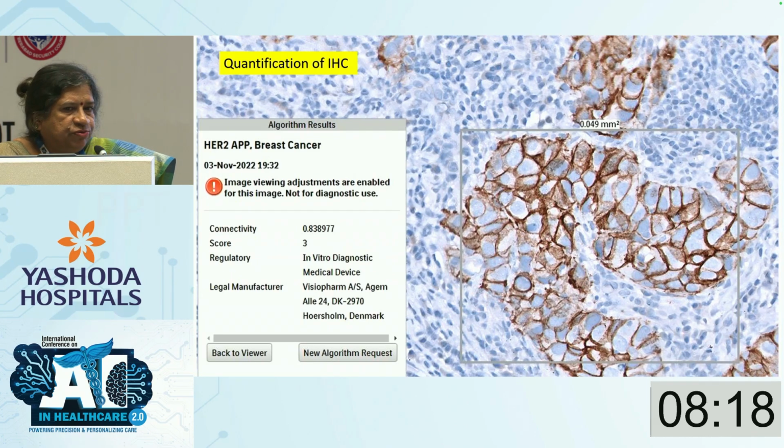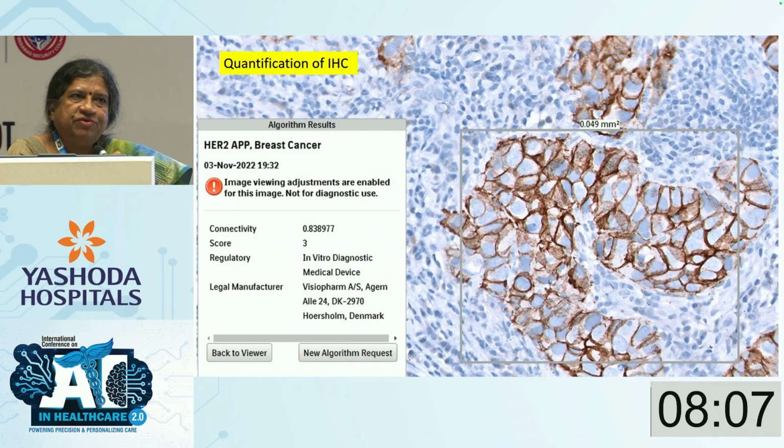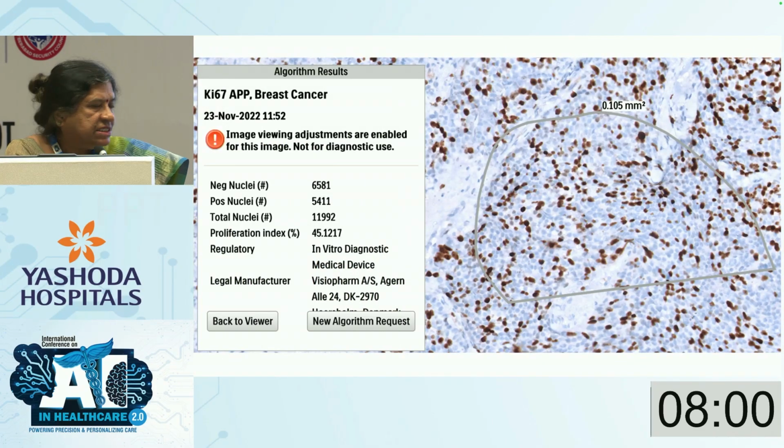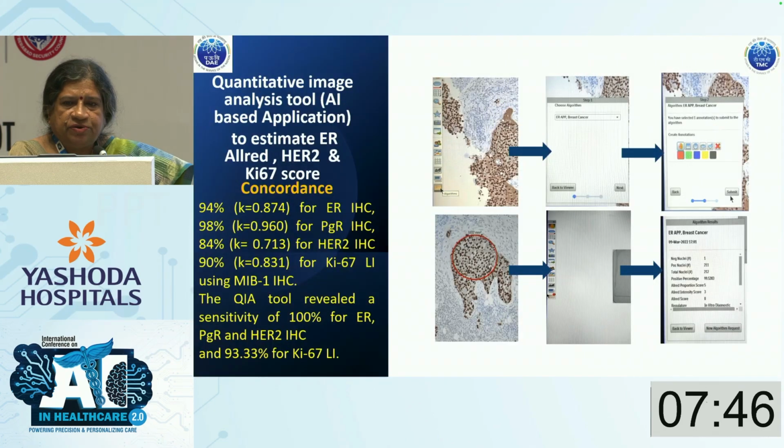basically describing use cases. This is about quantification of immunohistochemistry in a breast cancer case. This is a routine marker which we use for breast cancer, and whatever information we give gets translated into the treatment. This is HER2 estimation, and this is Ki67 estimation, which is a very difficult exercise for the pathologist, but it is made easier by the use of an AI algorithm.